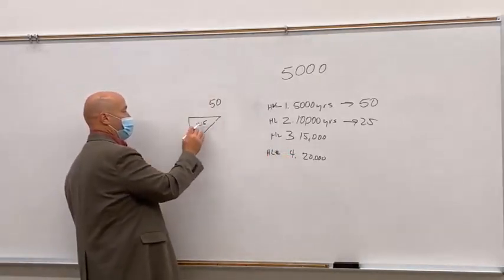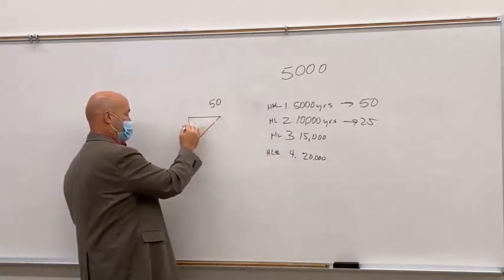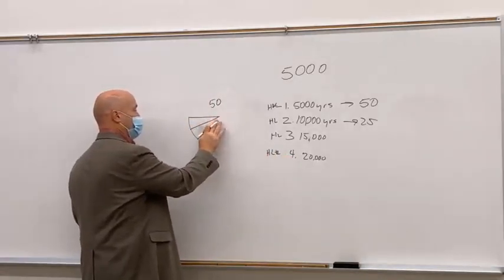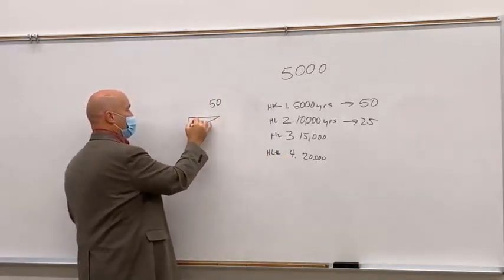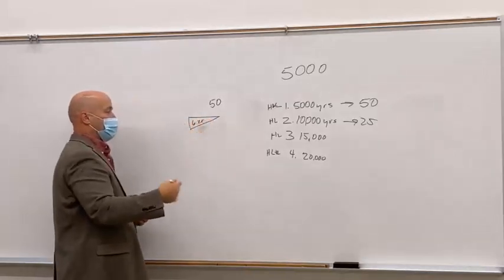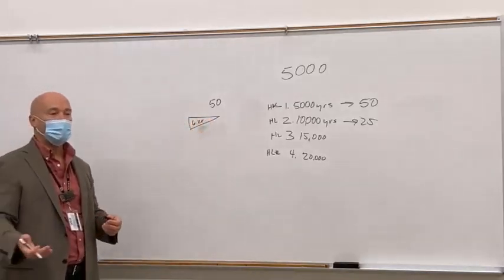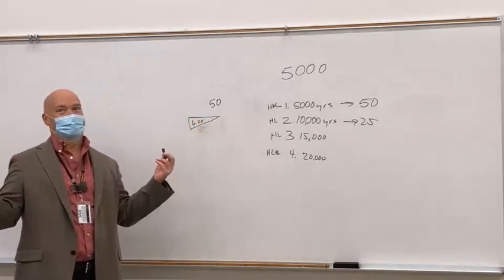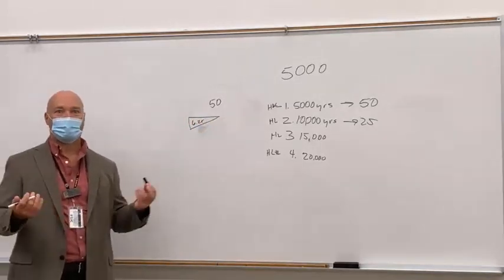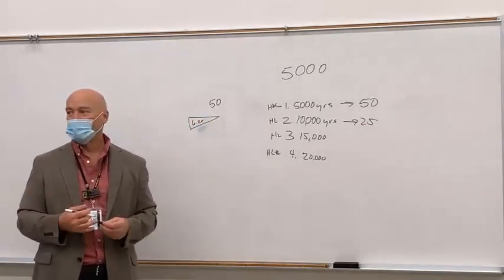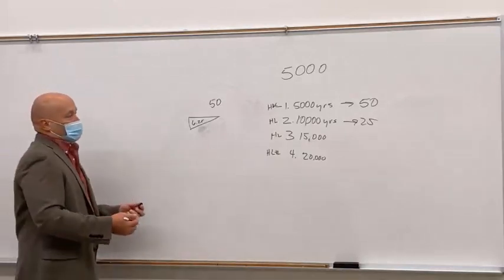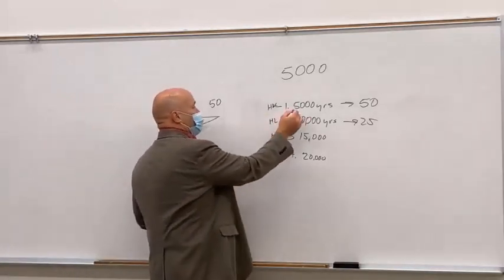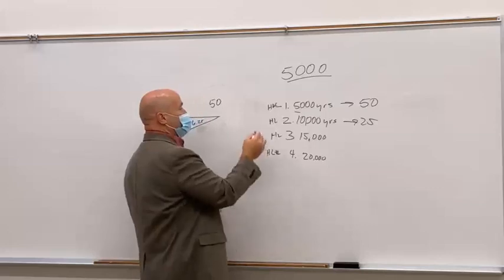So that's half-life number 4 at 20,000 years. How much will we have? 6.25. 6.25, so we cut that directly in half again. And what we have left is 6.25. And then we could do it again, and we'd have 3.125, and then we'd have 1.5625, something like that. So each half-life represents that 5,000 years.